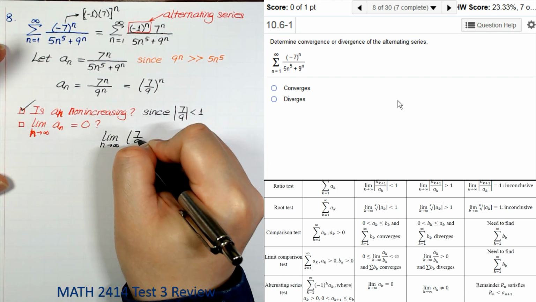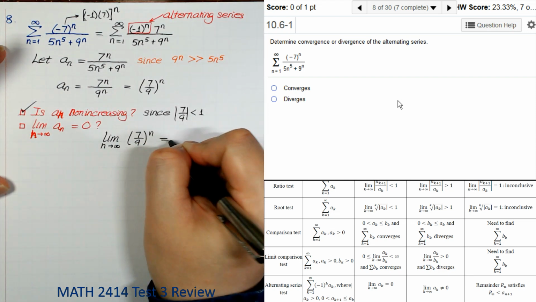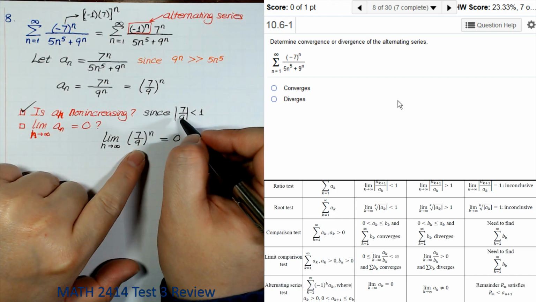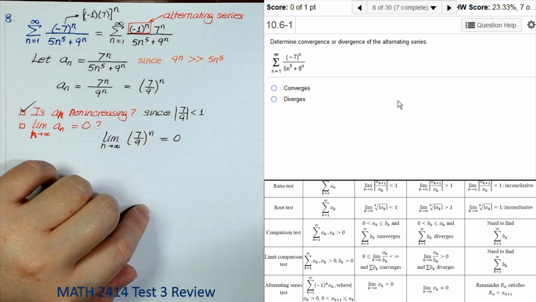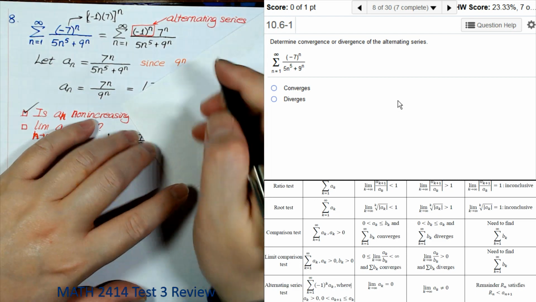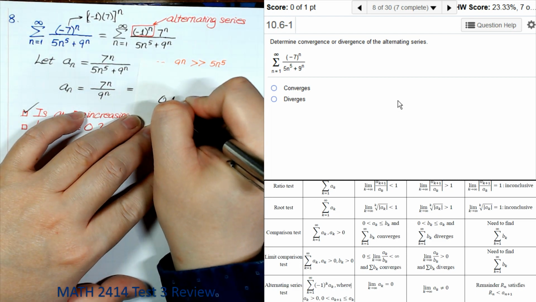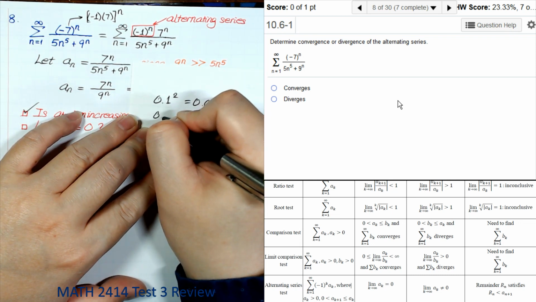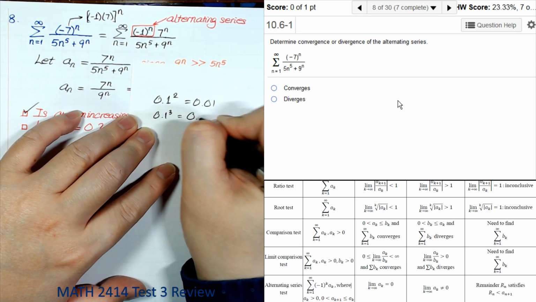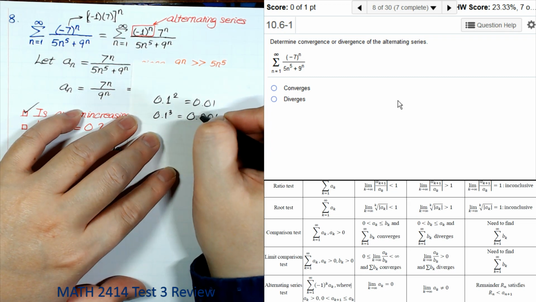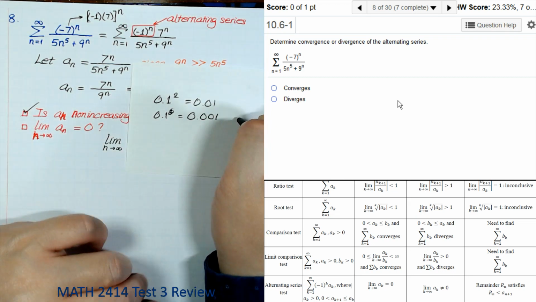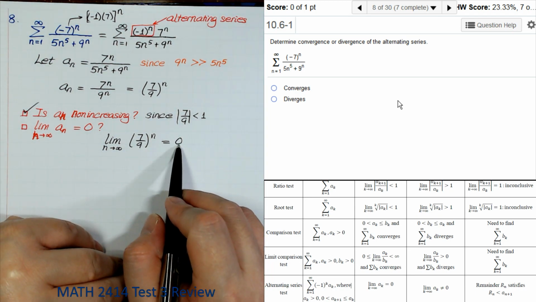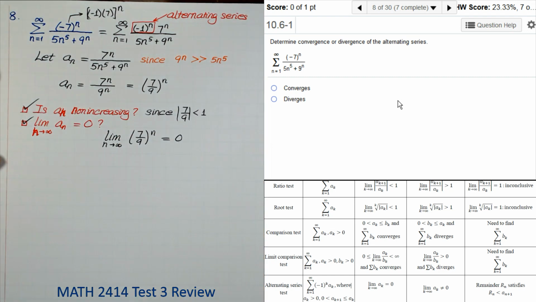Once again, because if we have something that is less than 1 raised to a power, think about this. If we have 0.1, for example, raised to the second, 0.01, 0.1 cubed, 0.001, and the higher the power, the closer it gets to 0. And essentially when the power goes to infinity, that goes to 0. So yes, that checks, and so that is convergent.